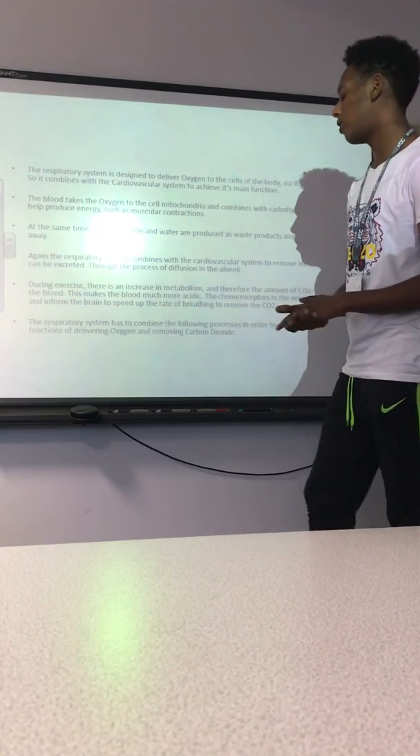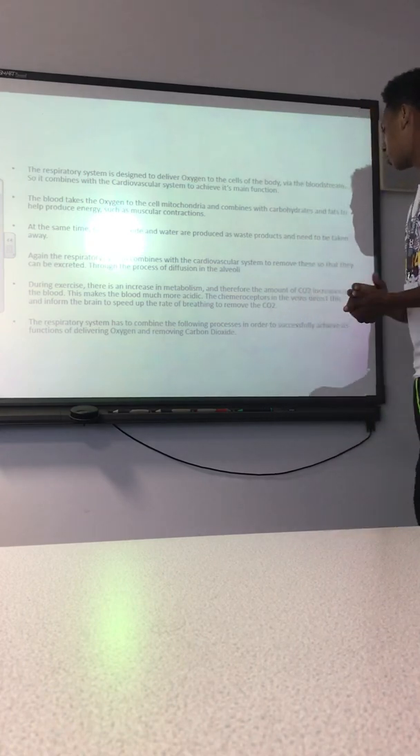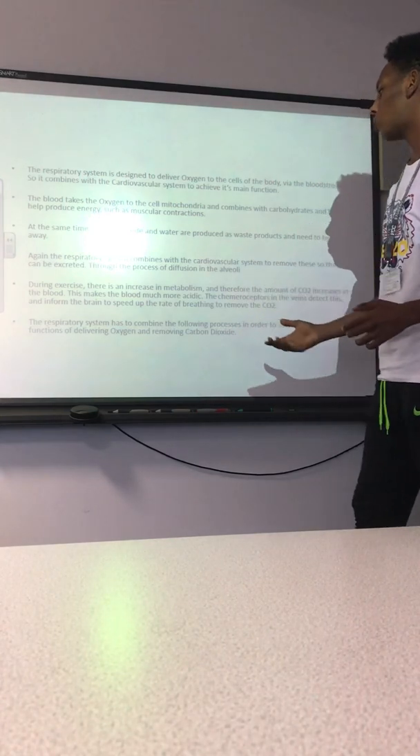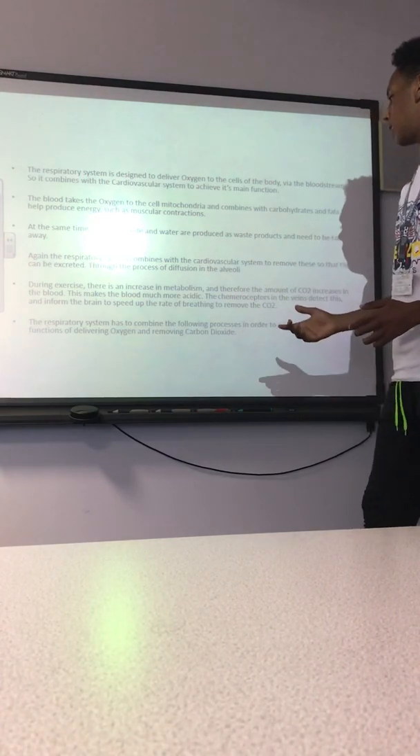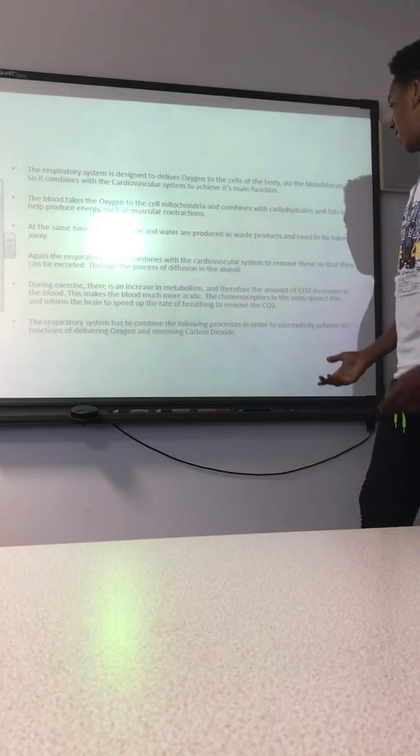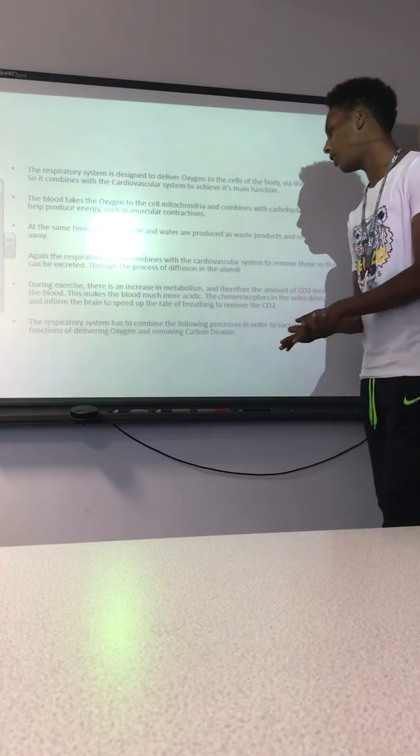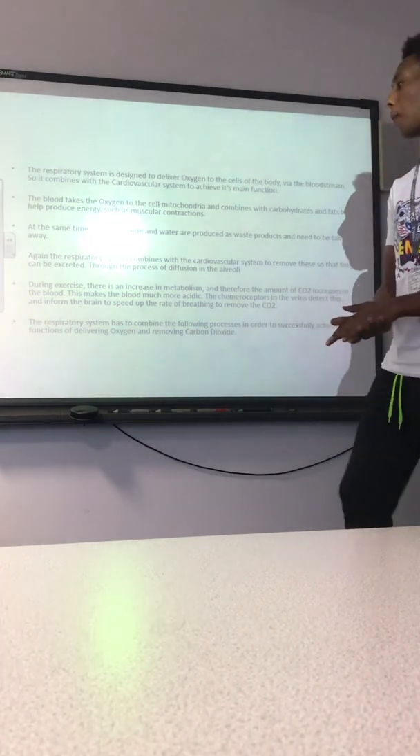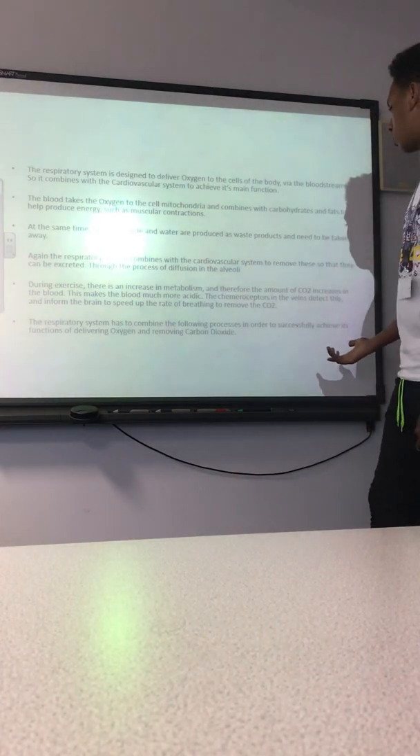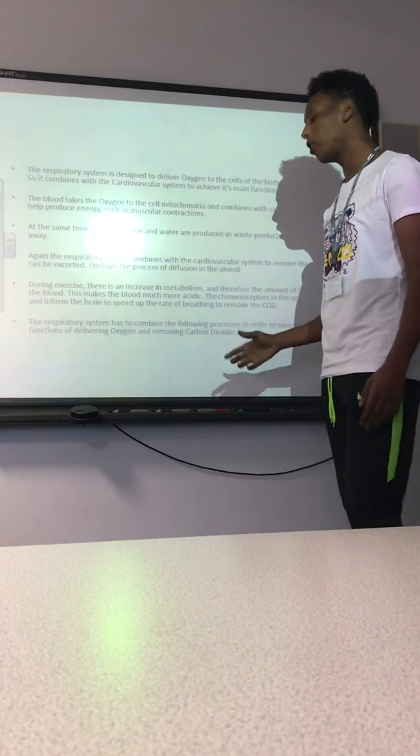During exercise, there is an increase in metabolism, and therefore the amount of CO2 increases in the blood. This makes the blood much more acidic. The chemoreceptors in the veins detect this and inform the brain to speed up the rate of breathing to remove the CO2. The respiratory system has to combine the following processes in order to successfully achieve its function of delivering oxygen and removing carbon dioxide.